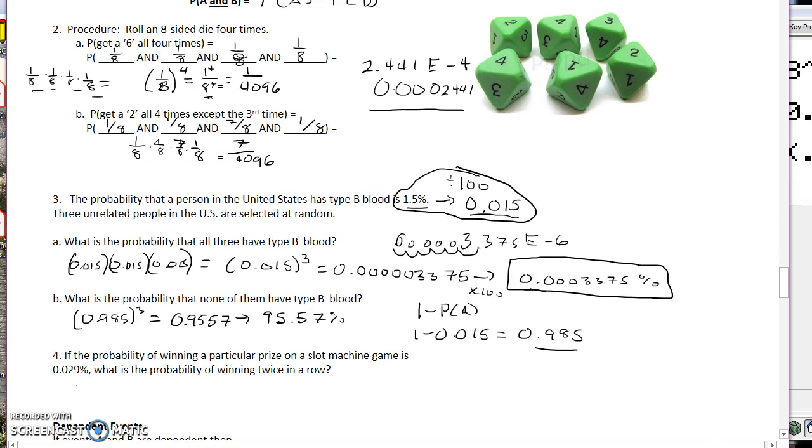All right, the last one we're going to do before we go take a look at the next section, which is dependent events, is if the probability of winning a particular prize on a slot machine is 0.029%, what is the probability of winning twice in a row? Make sure, again, I see this percentage. I need to make sure I get that written as a decimal. So as a decimal, this is 0.00029. And then, again, this is the probability of winning once. So the probability of winning twice in a row is this times itself, which is squared.